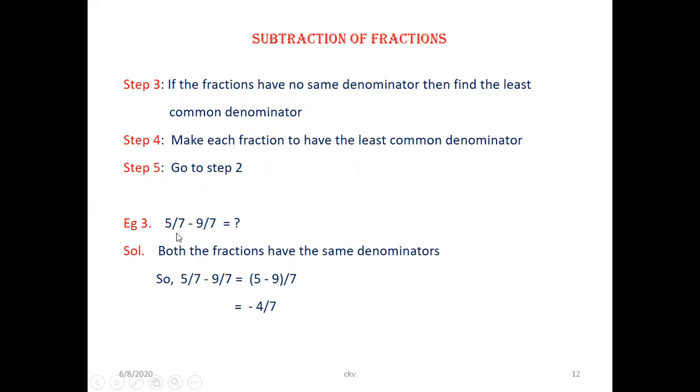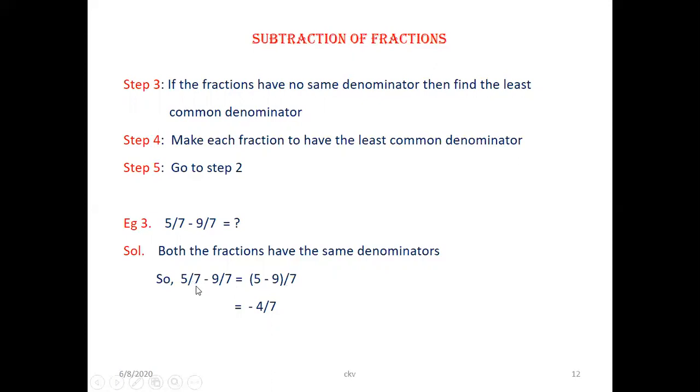Remember, whether it is sum or difference, addition or subtraction, both the fractions must have the same denominator. Here 5 by 7 minus 9 by 7, both have the same denominator. In addition, you added the values in the numerator and put the denominator. Now the same thing you have to do, but the only difference is you find the difference of the numerators. So 5 by 7 minus 9 by 7 is 5 minus 9 by 7. If it is addition, 5 plus 9 by 7.